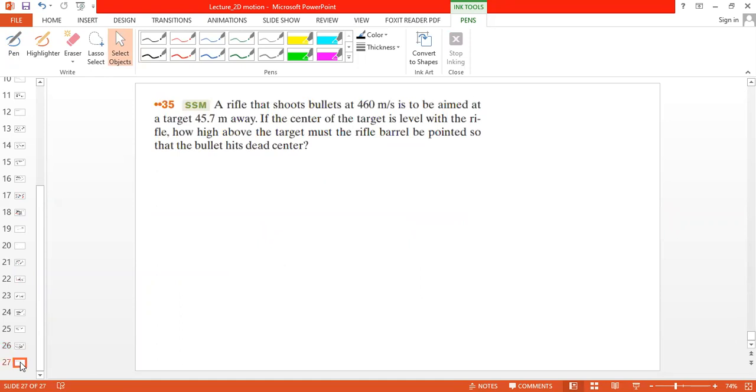And last math of the day: a rifle that shoots bullet at 460 meter per second is to be aimed at a target 45.7 meter away. If the center of the target is leveled with the rifle, how high above the target must the rifle barrel be pointed so that the bullet hits the dead center?